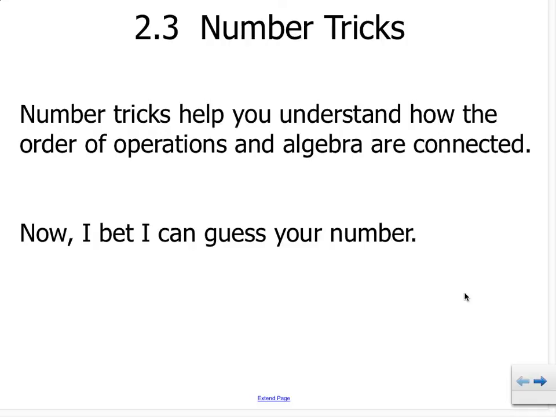So probably a while ago you remember doing the order of operations. Well, order of operations are an important part of algebra. It helps us to understand how equations are solved. So we're going to talk about the order of operations a little bit and come up with some algebra expressions. And the way we're going to do it is we're going to do some number tricks, because I bet I can guess the number that you are thinking of.